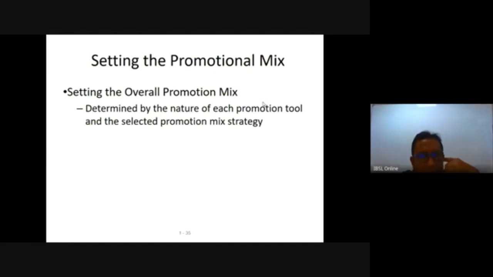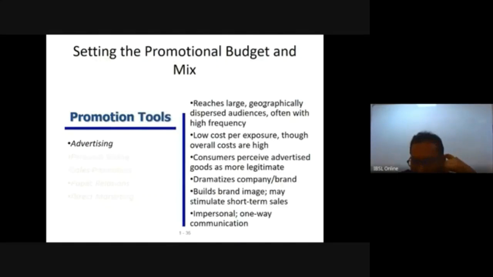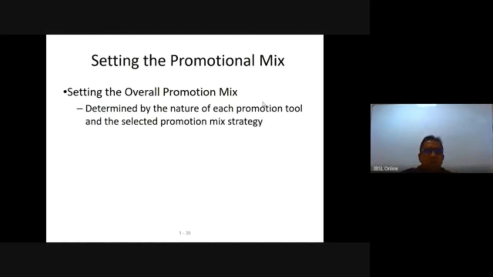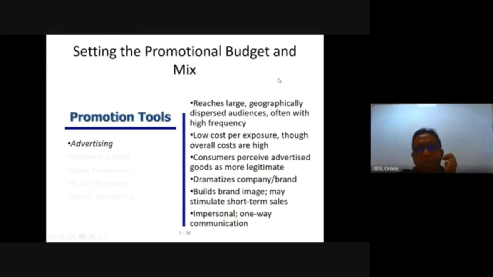Setting an overall promotional mix is determined by the nature of each promotion tool and the selected promotion mix strategy. So let's look at the promotional mix one by one, what these tools are. Advertising is the first tool that we talk about in the promotional mix or communication mix.